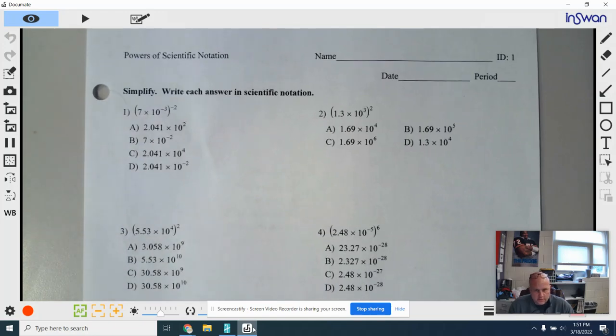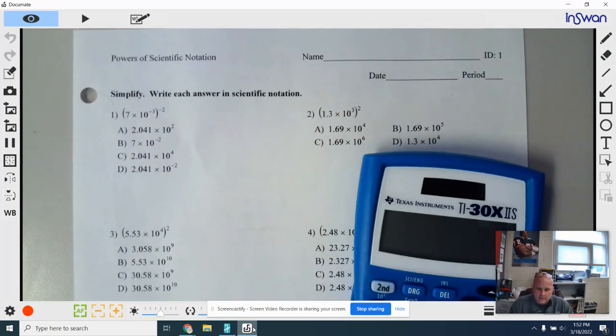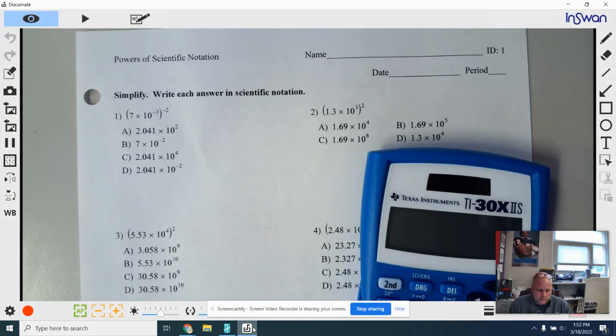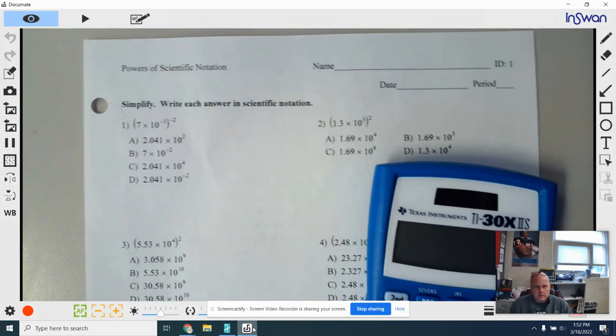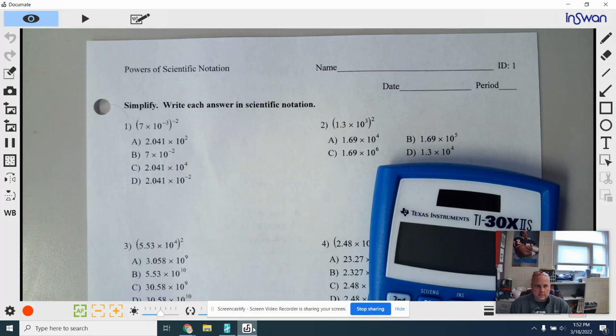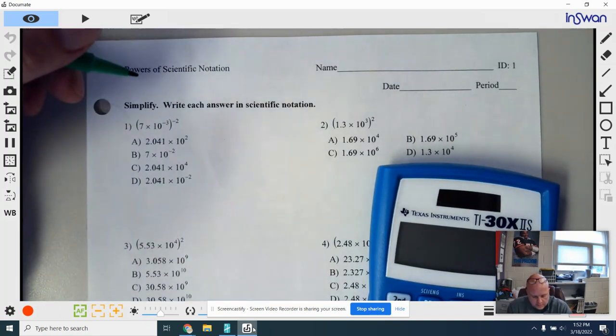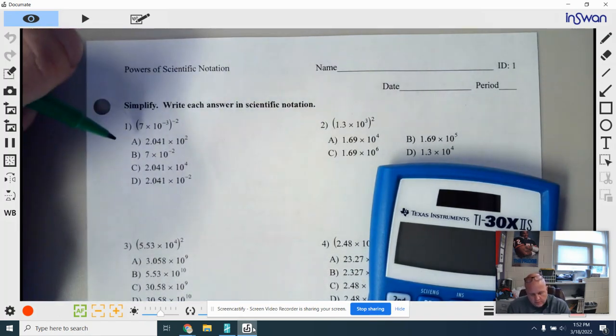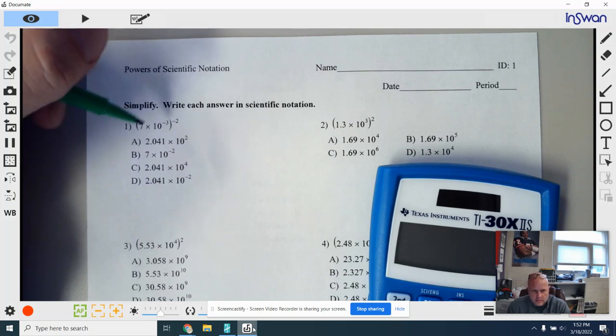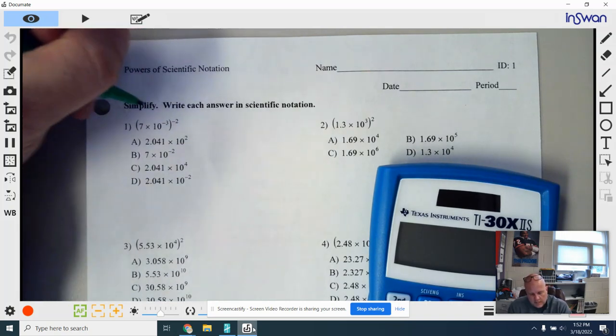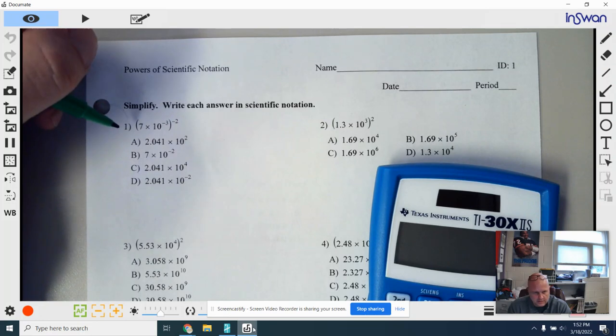All right, for today's lesson, you're going to need this sheet that says powers of scientific notation. You're also going to need to have a calculator handy as well. So today we're going to talk about scientific notation, but also using our knowledge of exponents and how it applies to these problems. So this is different. So far, we've multiplied with scientific notation, we've divided, and now this is powers of scientific notation.